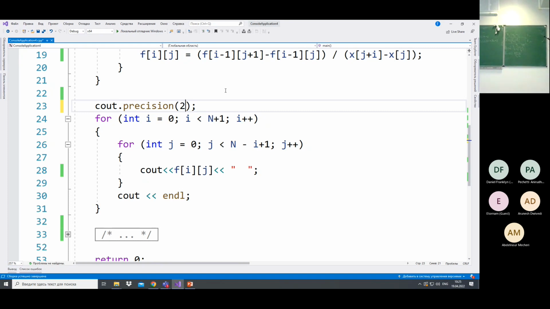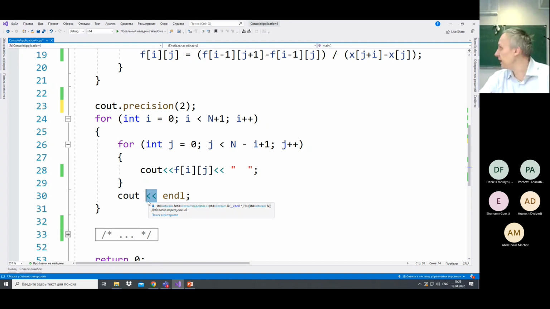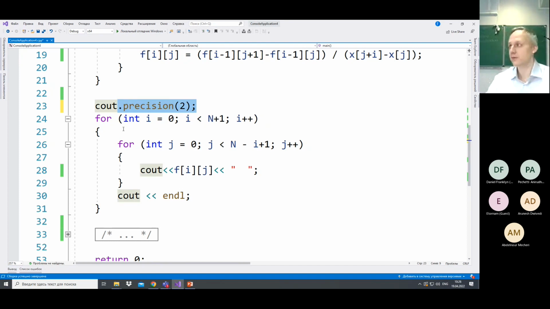But when you type dot, it means you change some options of this output stream. You don't output anything at this time, but you change some properties of this output stream. So it's not that when you type this sign, it means you output something. When you press point, it means you change some properties. In this case, I change the number of digits after the point.